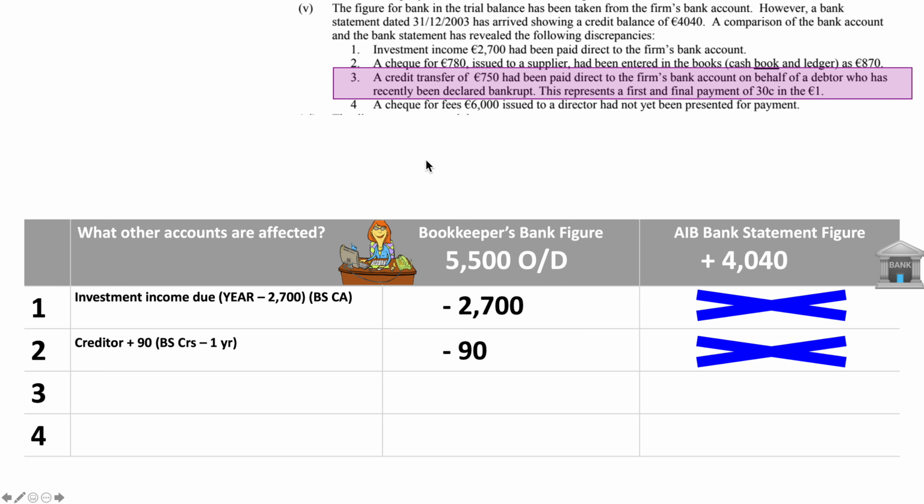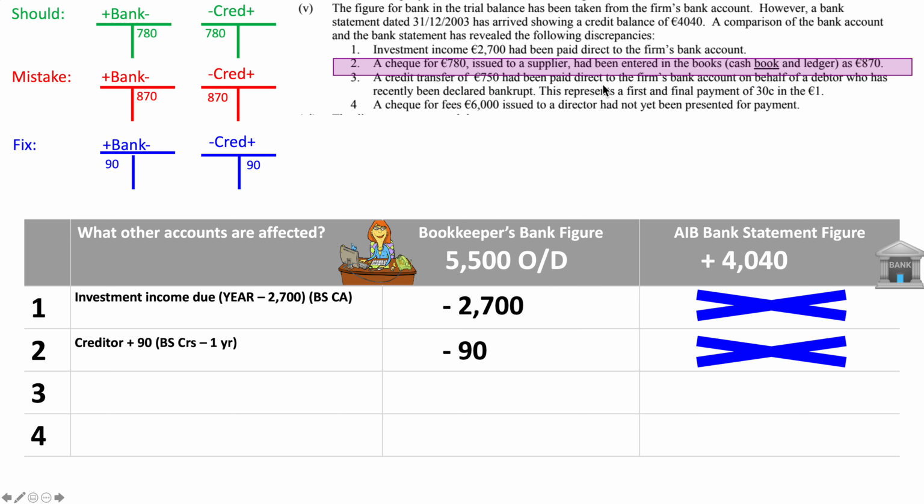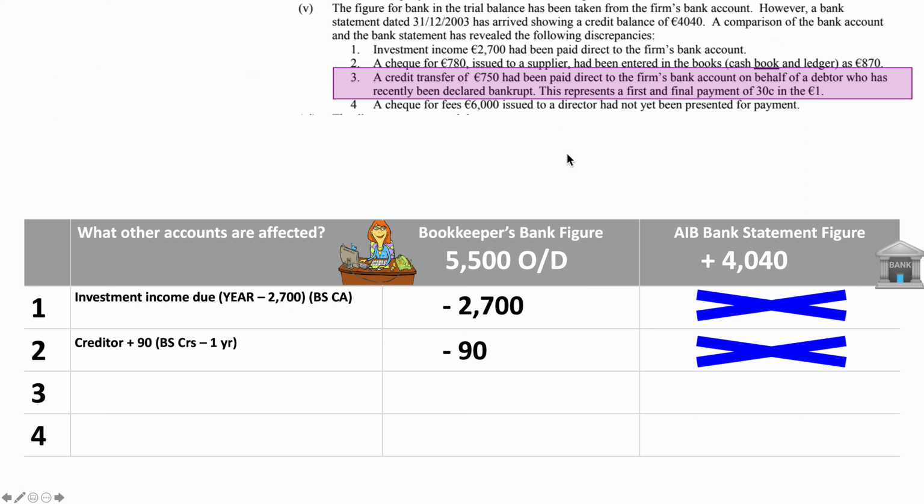Number 3, a credit transfer of €750 had been paid direct to the firm's bank account on behalf of a debtor who has recently been declared bankrupt. This represents a first and final payment of 30 cents in the €1. Okay, so credit transfer of €750 paid directly into the firm's bank account. So paid directly into AIB. AIB already know, it already is included in this 4,040. So when we get the bookkeeper to record it, then €750 coming into the bank is going to reduce the bank overdraft figure by €750.